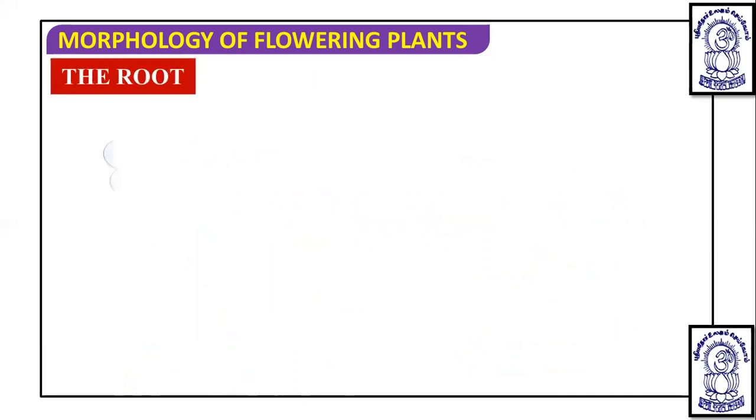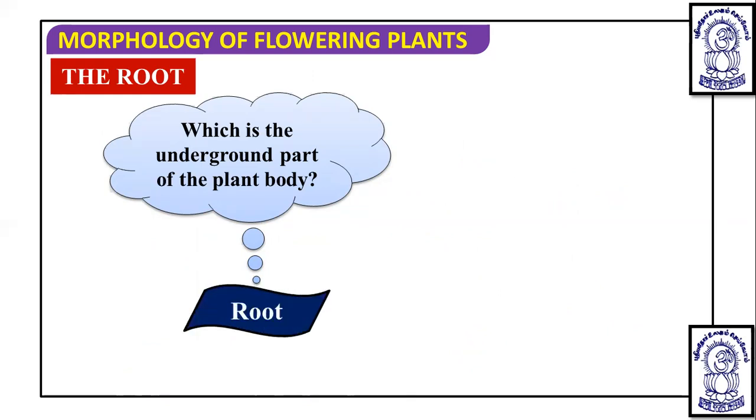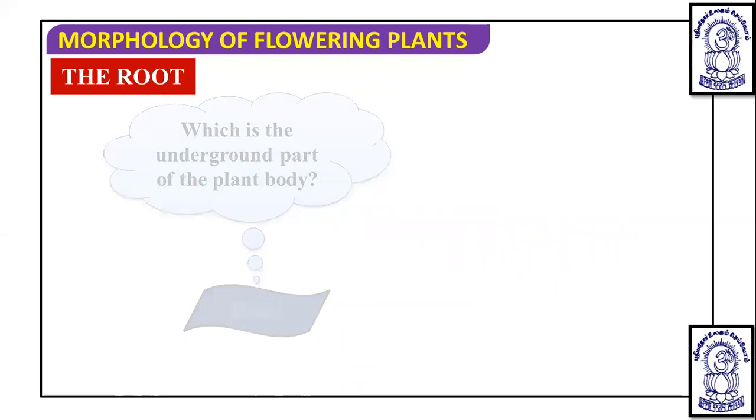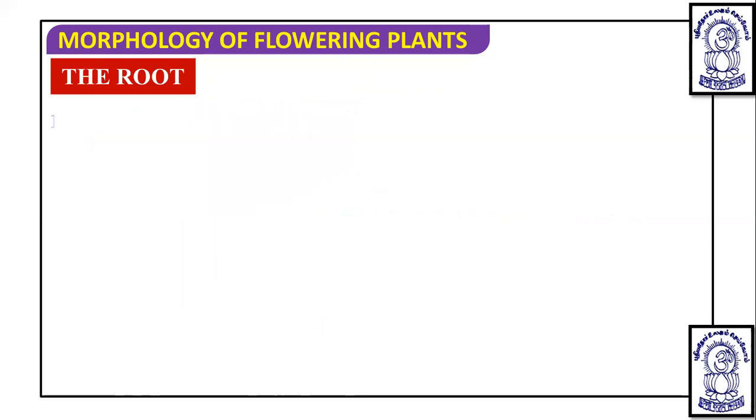So when we talk about a root, which is the underground part of the plant body, whatever is present below the ground is usually root. The underground part of the plant body is root. So root is a positively geotropic organ. It is growing towards gravity, so it is positively geotropic.